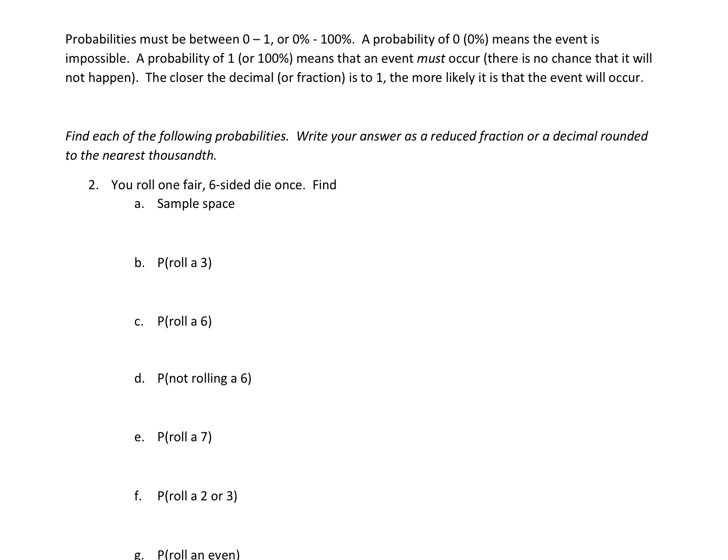So probabilities must be between 0 and 1, or 0% and 100%. The probability of 0 means that the event is impossible. There's no way that it could happen. A probability of 1 means that an event must occur. So there's no chance that it will not happen. So if you say there's a 100% chance, that means it is definitely going to happen. There's no question. The closer the decimal or fraction or percentage is to 1 or 100%, the more likely it is that that event will occur.